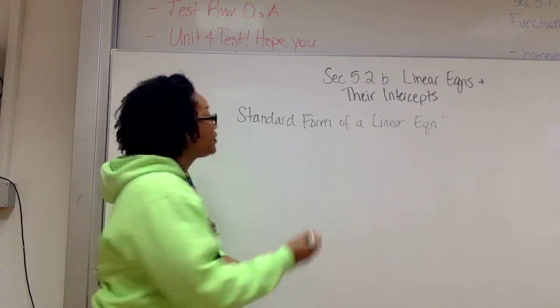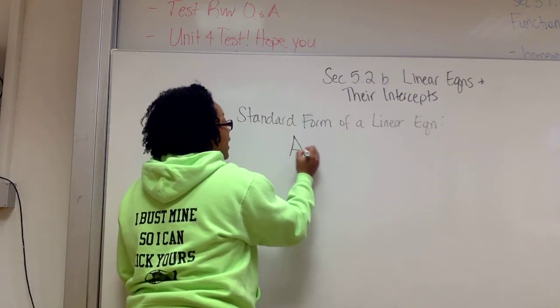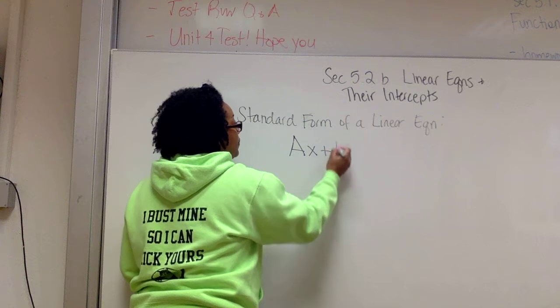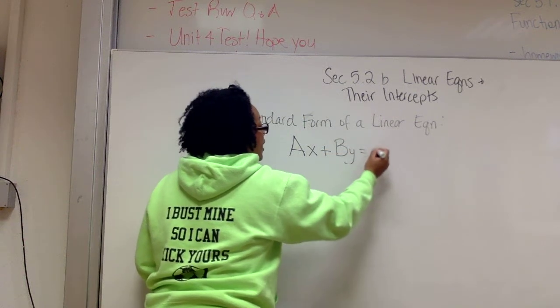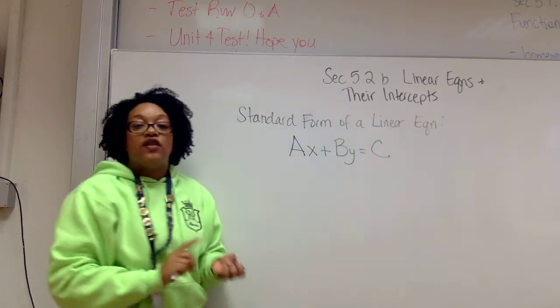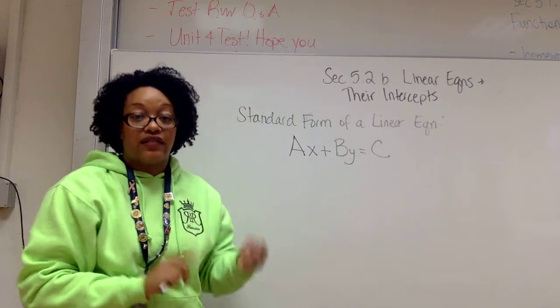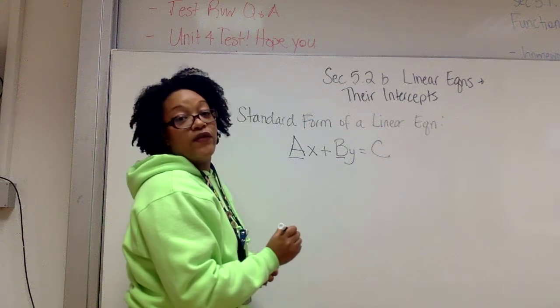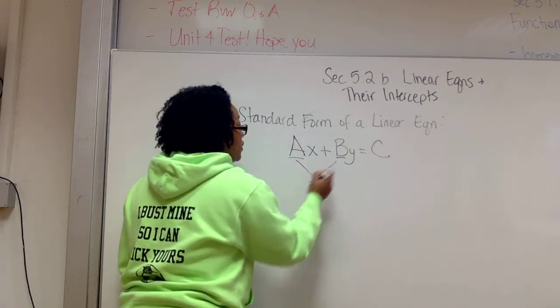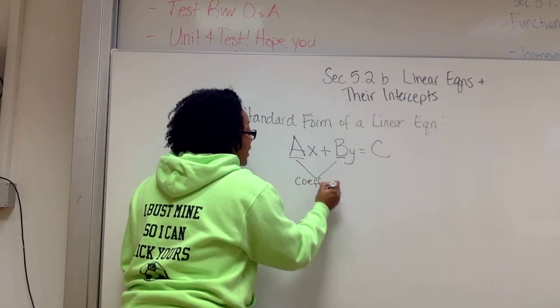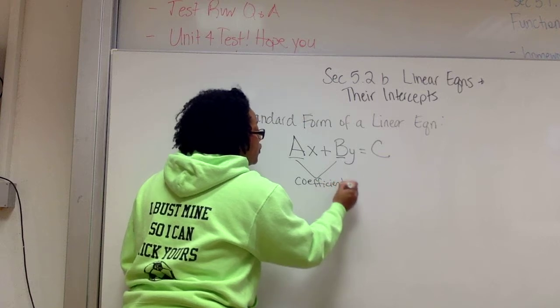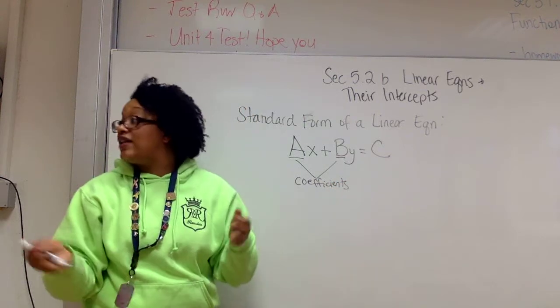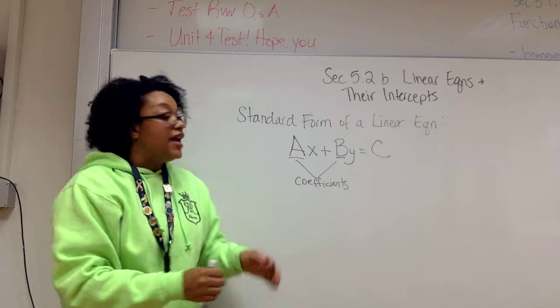And that form looks like this. Capital AX plus capital BY equals C. So we still have our two variables, X and Y. The letters A and B are our coefficients. And that's one of those words that we had to define back in chapter 2 or 3. That's just the number that's attached to your variable.